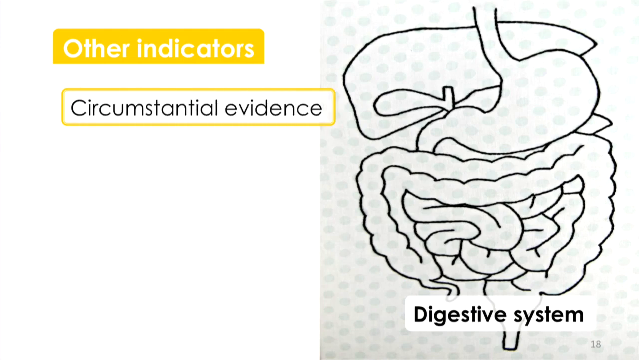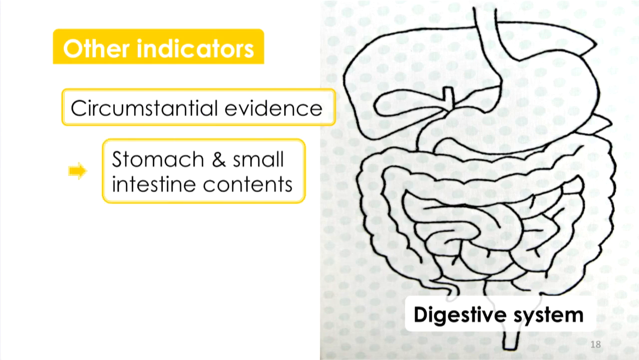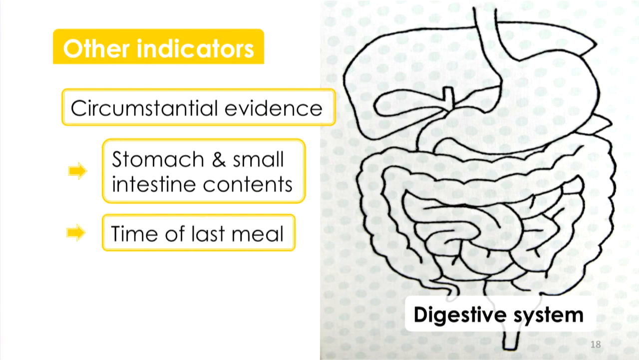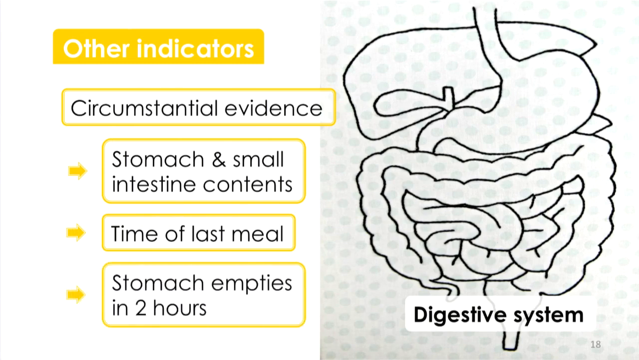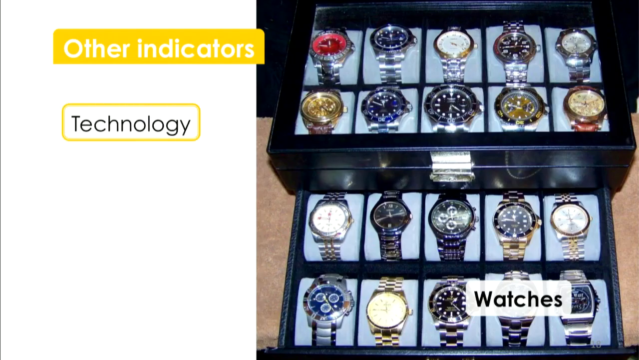Circumstantial evidence typically won't give you the time of death, but it gives you a time when that person was still alive. For instance, if at autopsy the stomach and intestine contents are examined, you can get an estimate of the time of the person's last meal. For instance, the stomach empties in about 2 hours. So if the stomach is empty, then you know it's at least 2 hours since that person had a meal. Technology is helping.